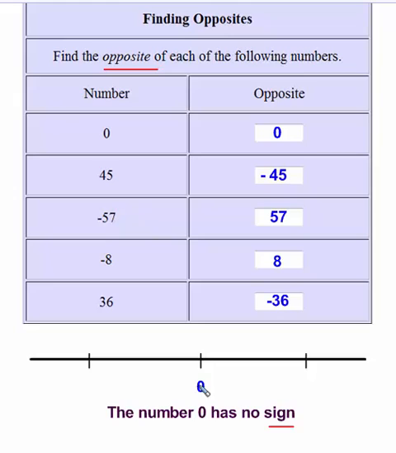Distance is still preserved. 0 is 0 units from the middle, and its opposite, 0, is 0 units from the middle. It's just impossible to change the sign on a number that has no sign.